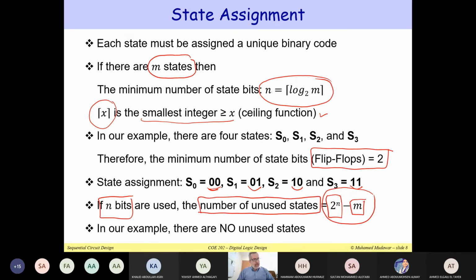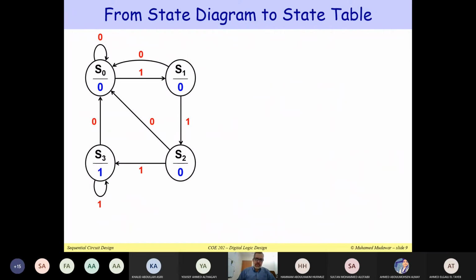In our example, we had only 4 states and we used 2 bits. So the number of unused states was 0. We had no unused states. It's important to understand the unused states because I'm going to come back to it later and see how we can design a sequential circuit in the presence of unused states. So this is something to remember.